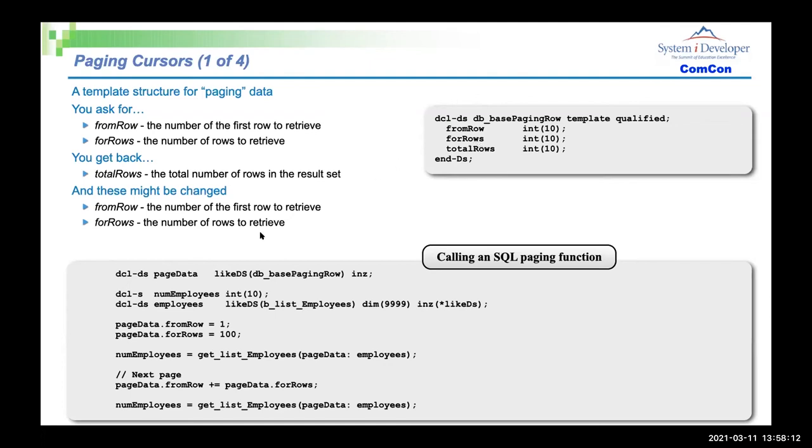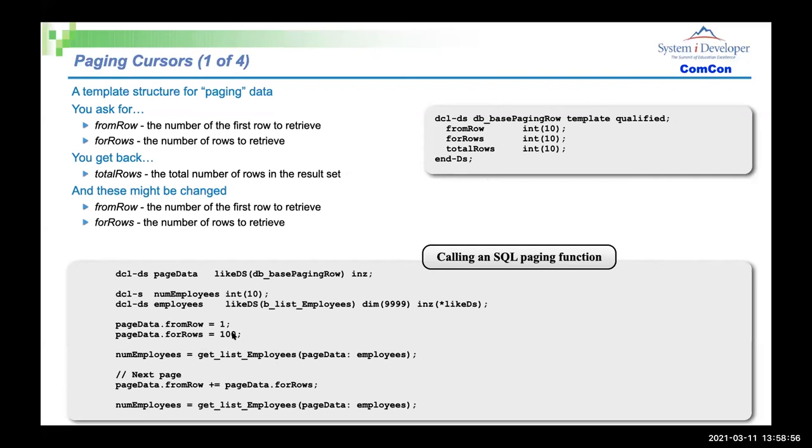This is just a little example of how this multi-row fetch would work with embedded SQL. Here's my host structure. Since I mentioned subfiles earlier, I'm going with 999999 in here. I'm only going to fetch the first 100 rows, so from row is 1, for 100 rows. I'm going to call a sub procedure that's going to do all of the SQL, which I'll look at in a second. I'm going to pass in page data, which is that structure up there, and my array. And what's going to come back is the number of rows in the array.